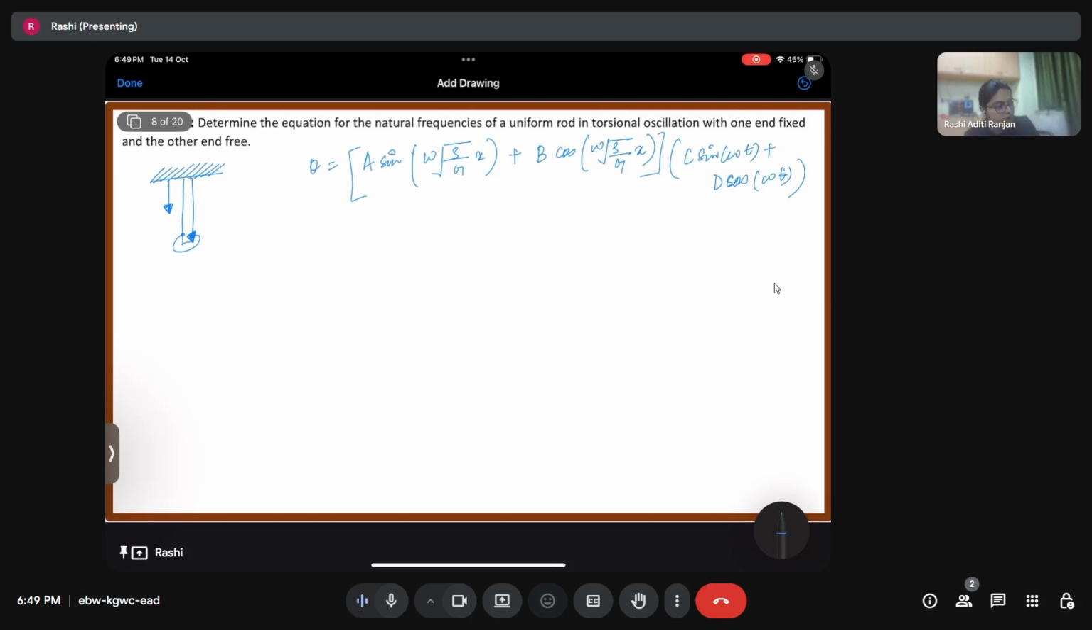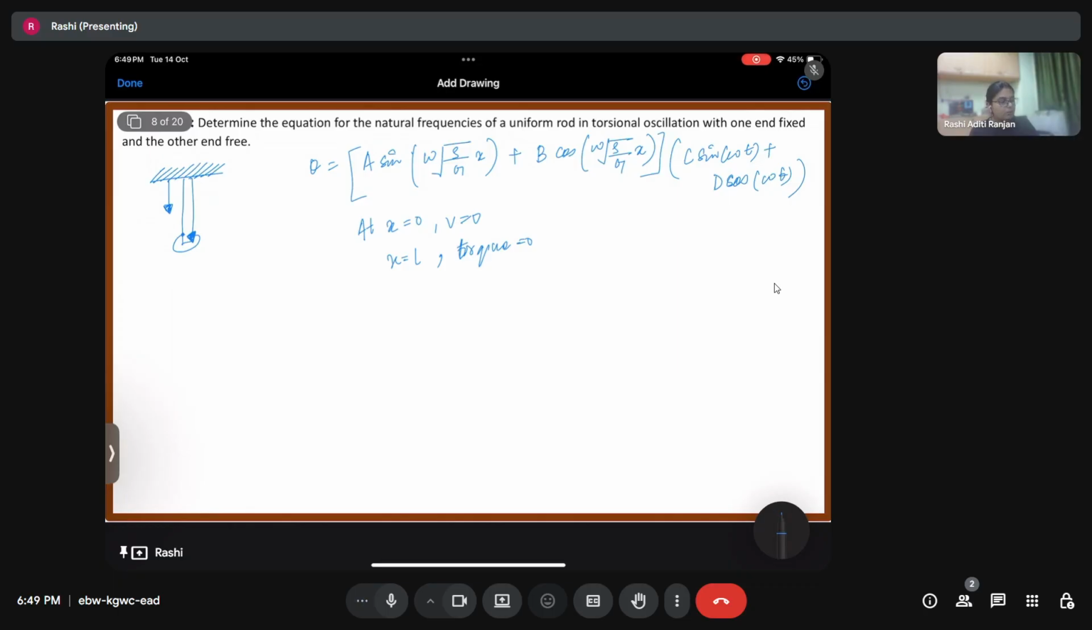Now, first thing, at x is equal to 0, what do we have? At x is equal to 0, the rotation is going to be 0, right? So we have theta is equal to 0. And at x is equal to L, what do we have? We have the torque equal to 0. The torque should be equal to 0, no? Because this is a free end. Okay, there's no forcing that is happening over here. So this is what the case is.